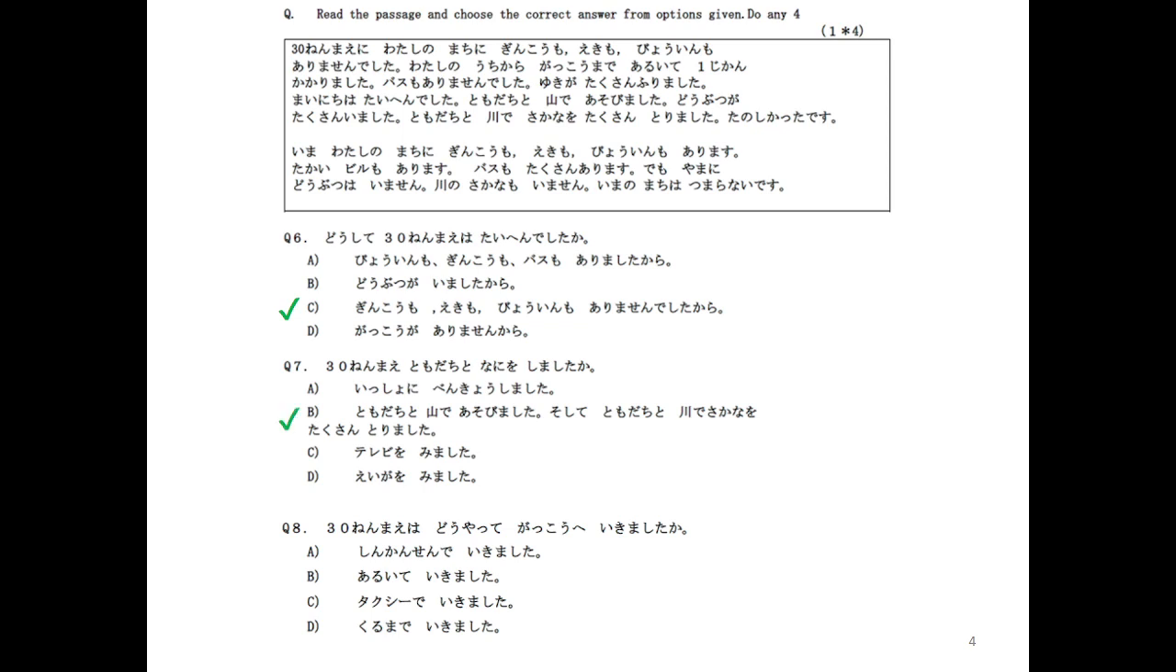Let us go to question number 8. How did you go to school 30 years ago? How here refers to the transport. The answer is aruite, which means by walk, which is option B. A is Shinkansen. Obviously, Shinkansen was not there. C is takushi, which is taxi, and D is kuruma, which is car. So the correct answer is option B.